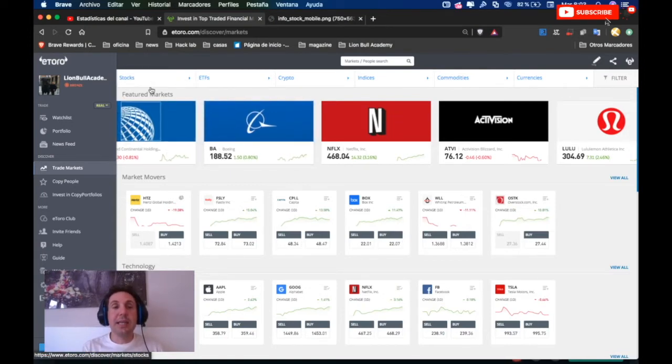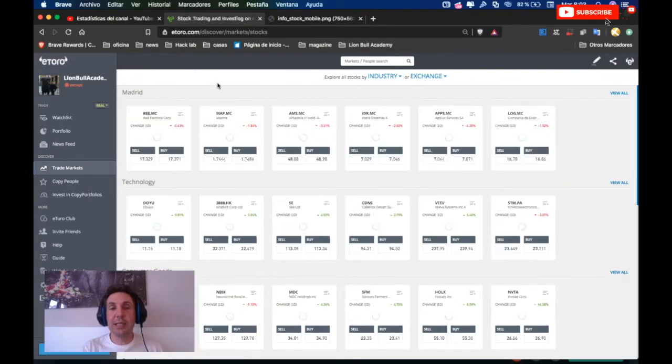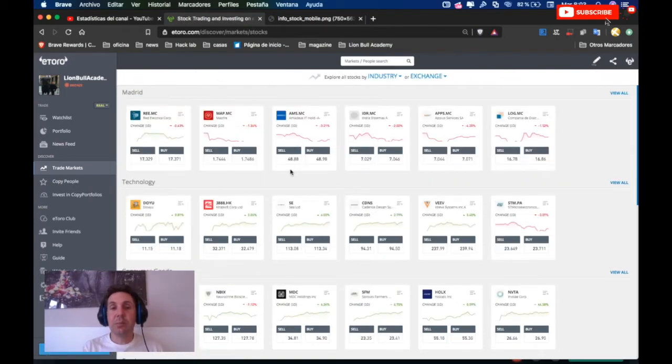So if we click here on the first, which is what we're going to study today, we have the stocks. We click here and we have all the stocks available in the platform of eToro, which are really a lot. I think more than 200, or no, I think it's 600 something. I really don't remember exactly how many, but really a lot.